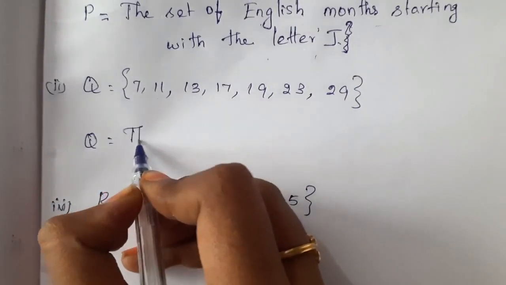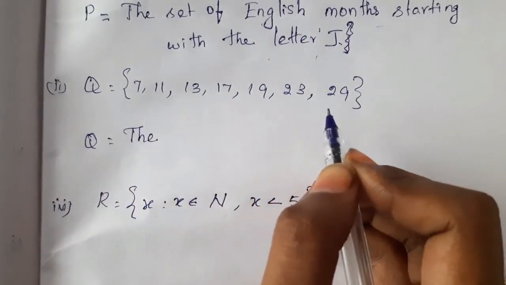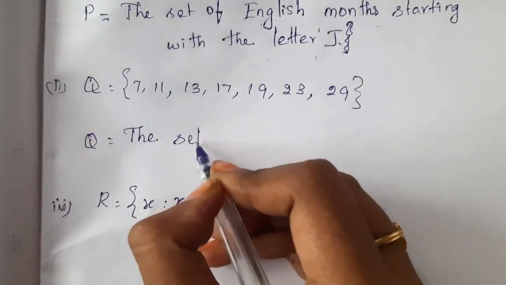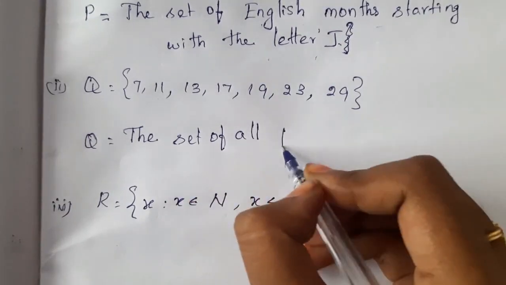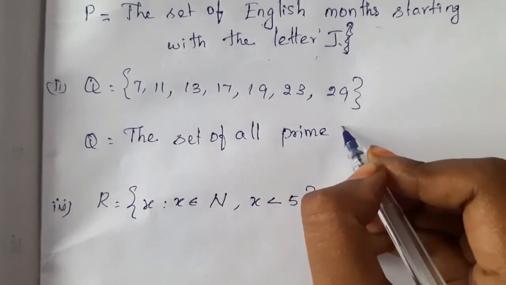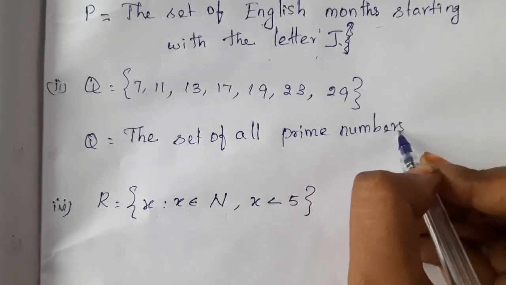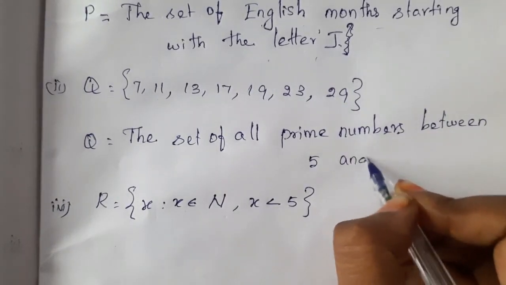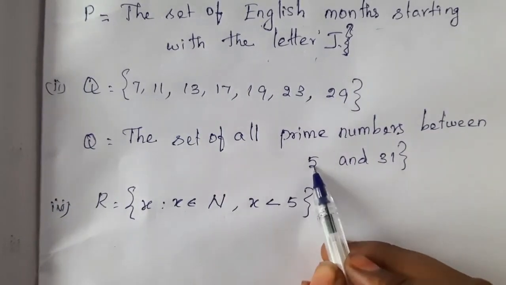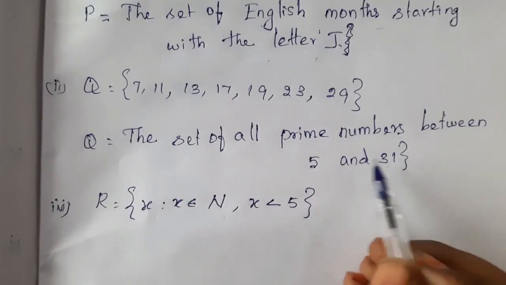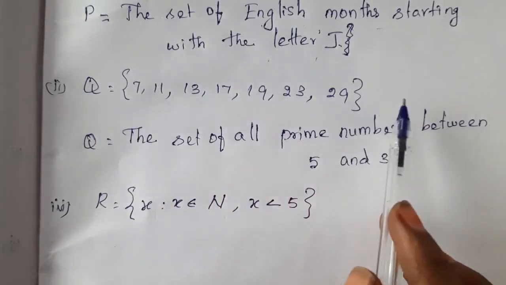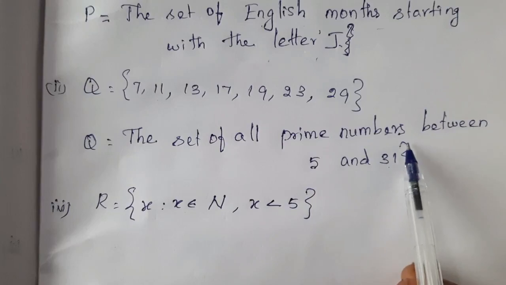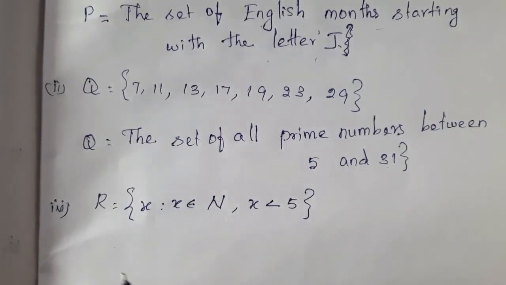Q equal to, there should not be any symbols or numbers. You are going to describe using words. The set of all prime numbers between 5 and 31. We are not including this 5. We are not including this 31. In between that, the prime numbers are 7 to 29. Otherwise, you can write the set of all prime numbers from 7 to 29.